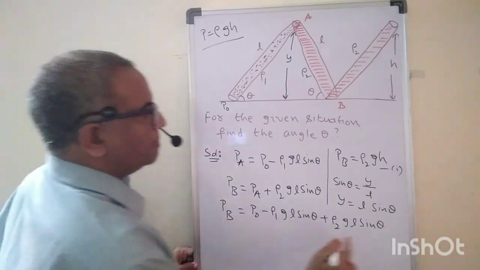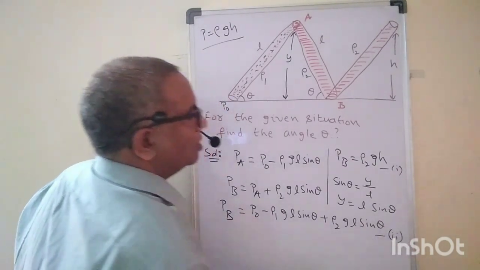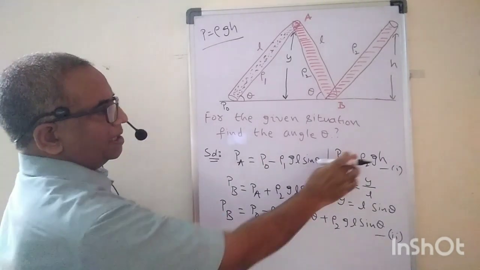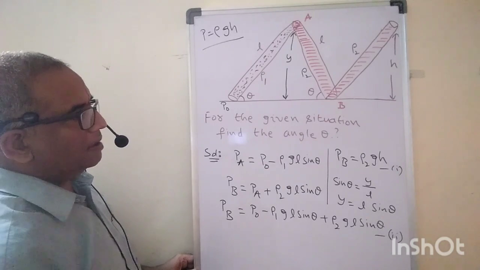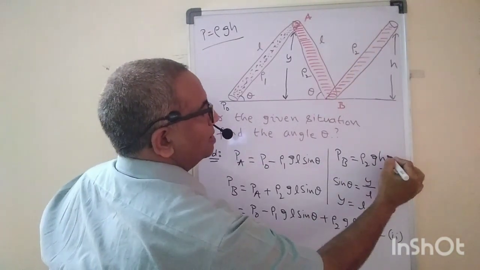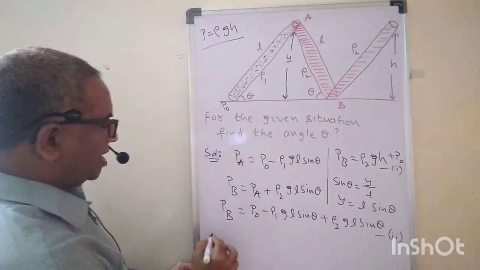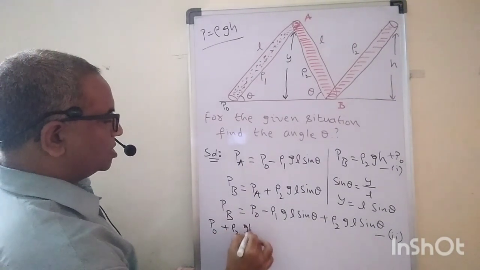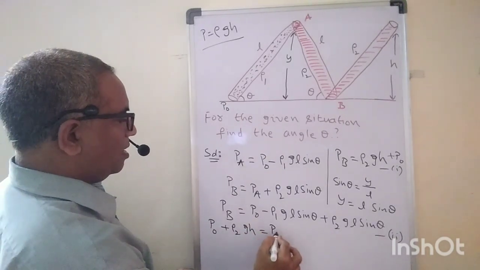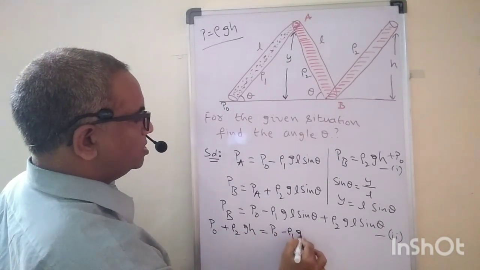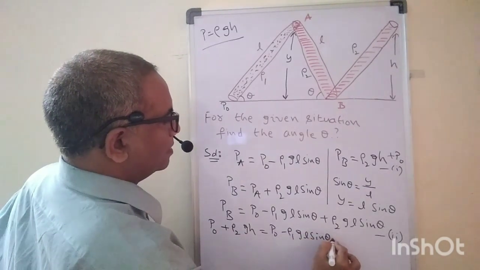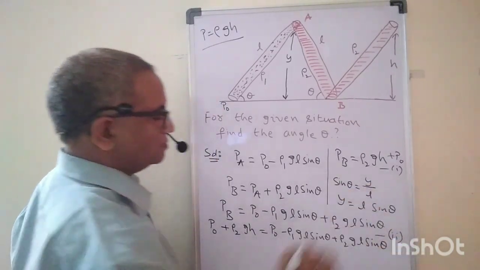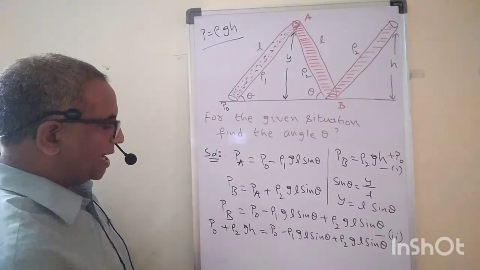Now, this is the pressure at B. Let us say this one is 2. This one is also the pressure at B. So in the place of pressure at B, can I substitute that one here? But remember this one is also open to atmosphere, so we'll write here P naught. Therefore P naught plus rho 2 GH is equal to P naught minus rho 1 GL sin theta plus rho 2 GL sin theta. The P naught gets cancelled.